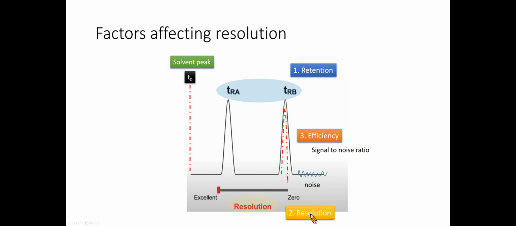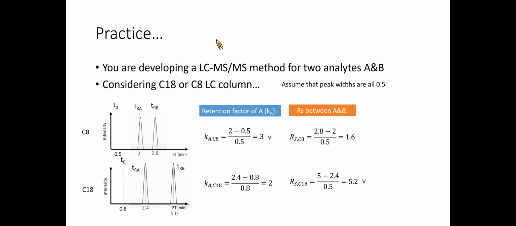Selectivity is a measure of the differences in the characteristics of the components in the mixture, as quantified with resolution value Rs. Efficiency is a measure of the sharpness of the peak, which can be quantified with a signal-to-noise ratio. Let's showcase how to apply these parameters into the method development.